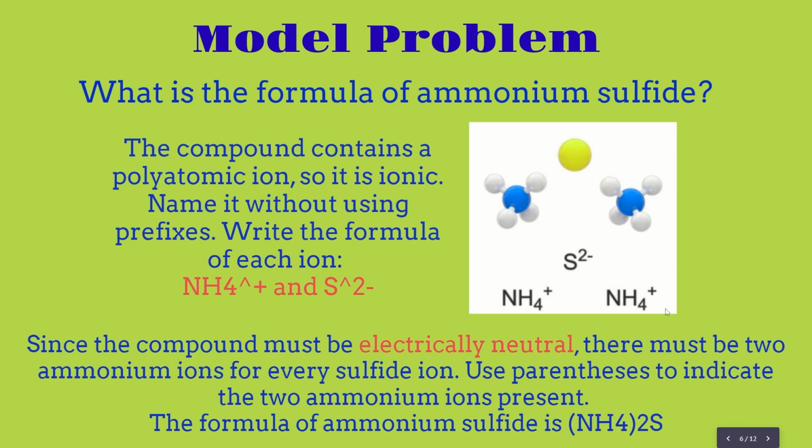Since there are 2 ammonium ions, and since they are the cations, because they have the positive charge, they'll come first in the formula. Then we're going to write NH4, which represents that, and then a subscript of 2, and we're going to put sulfide at the end. So the formula would be, in brackets, NH4, 2 outside the bracket, and then S. This is how you can write the formula of ammonium sulfide.